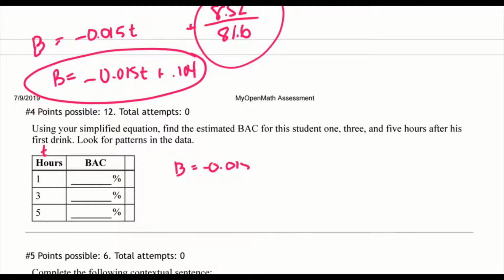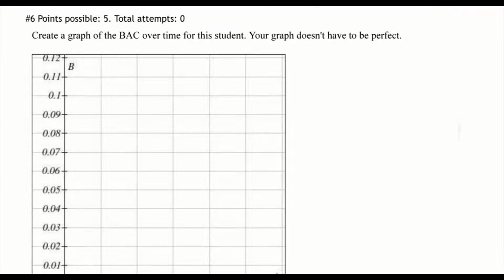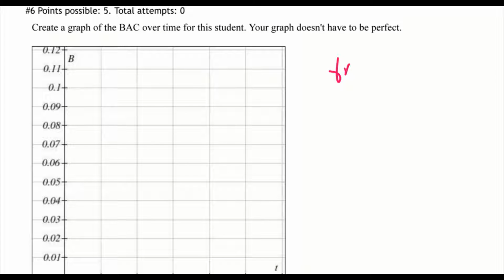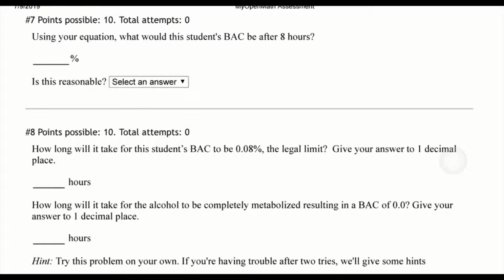So for number 4, I'm going to use that equation and then plug in 1 for T. Remember, T is the number of hours. So every hour, it decreases by 0.105. Now you might be tempted to move the decimal, but remember that's already a percent. So then whatever you get in that table, you're going to use those numbers to make a graph. Now it should look like a line because this is a linear relationship.